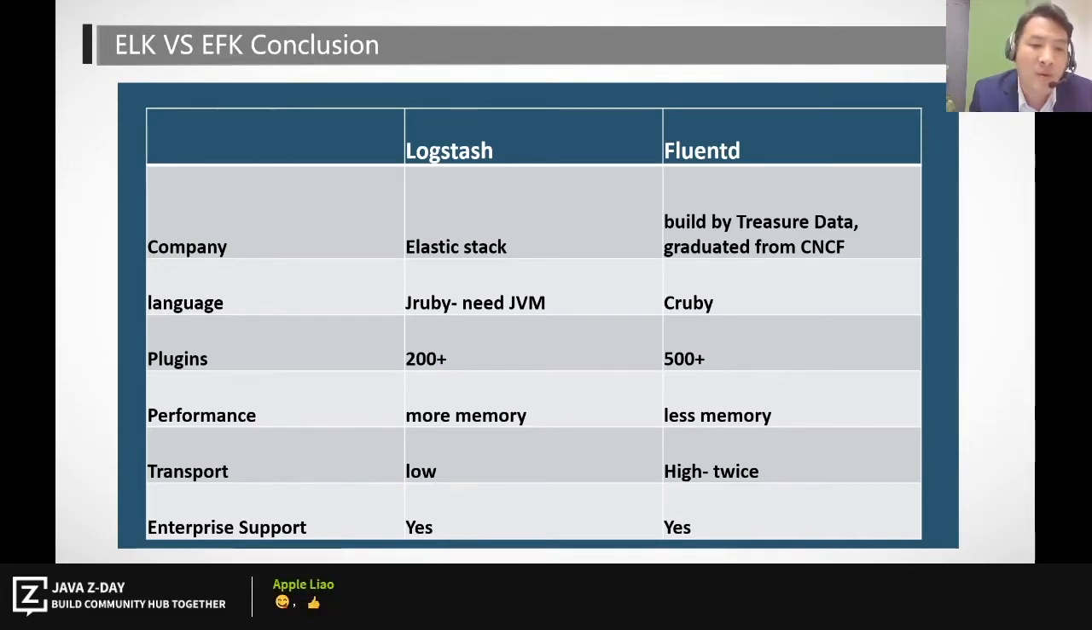The performance: because Elasticsearch needs a JVM, it needs more memory. The transport, Logstash is slower. The enterprise support, they both have this. So from my side, I suggest using Fluentd in the production environment because of this comparison.